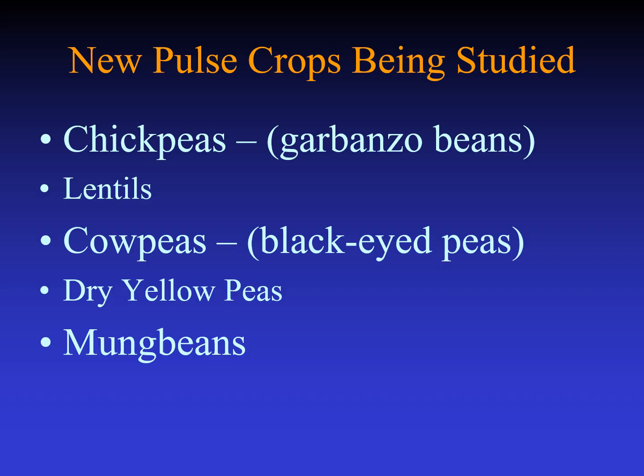Okay, now to round this out, the next group of crops that we're going to be looking at is chickpeas and lentils. We've done studies on cowpeas, dry yellow peas, mung beans, and so on. But for today, I'm just going to be talking about the chickpeas and the lentils. Chickpeas are also called garbanzo beans.